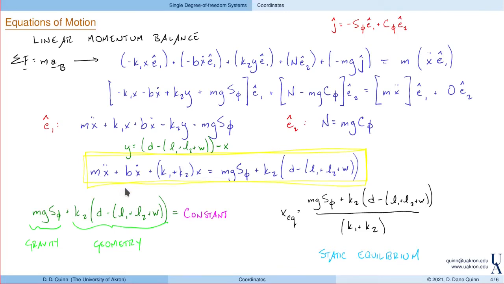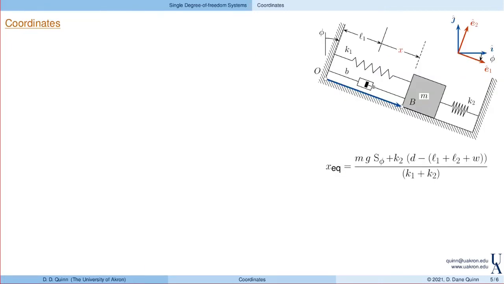But before we do that, now let's look at a change of coordinates. Different coordinates really can simplify the resulting equations of motion. Previously, we developed the equations of motion in terms of x, essentially the stretch in spring 1. But now let's look at what happens if we change coordinates. Let's measure from static equilibrium. So we want to change coordinates so that x of t is the static displacement plus some new variable, which we'll call z.